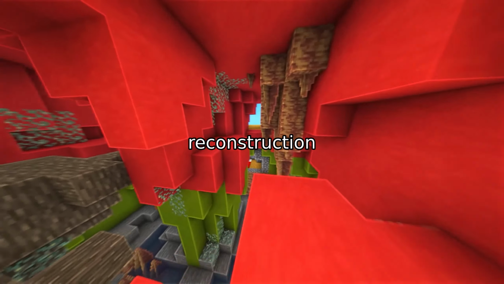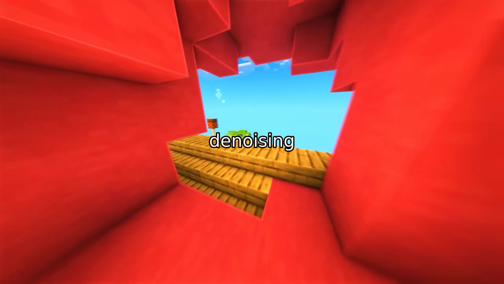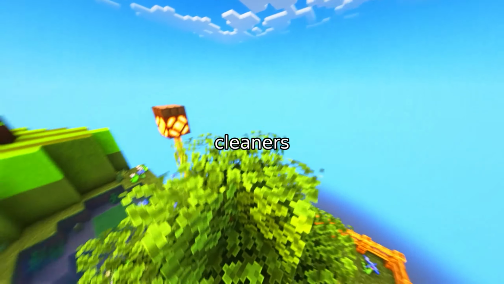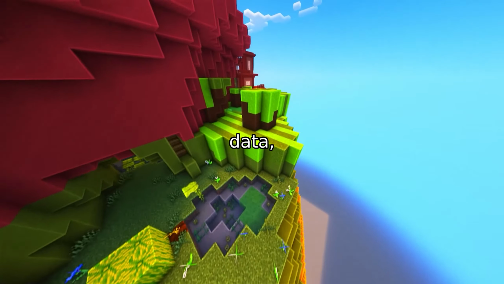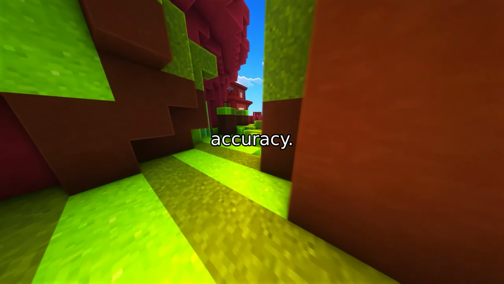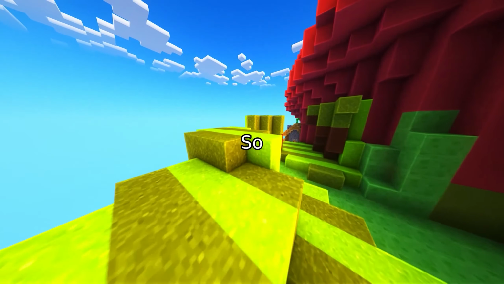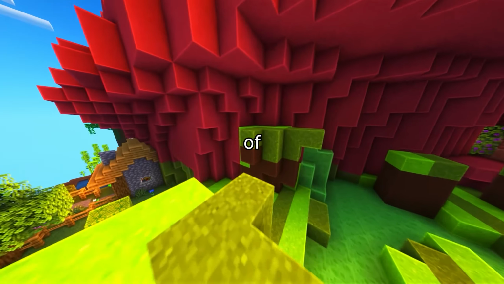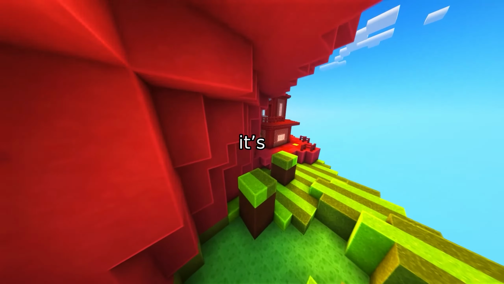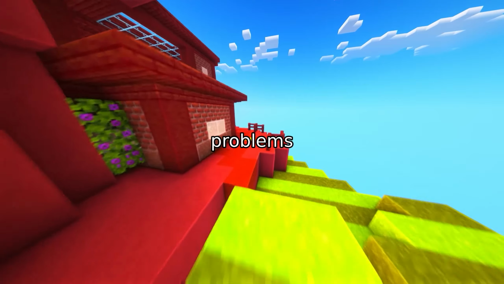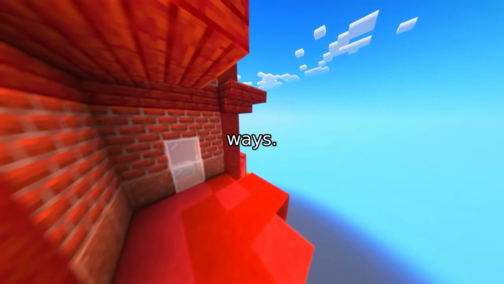By combining old-school reconstruction tricks with cutting-edge tools like denoising diffusion models, think of them as AI cleaners that remove noise from data, researchers achieved better accuracy. It's like giving a chef a recipe book and a sous chef. Teamwork makes the dream work. So what's the takeaway? The future of AI isn't just about doing one thing well. It's about learning to juggle, adapt, and solve problems in smarter, more flexible ways.